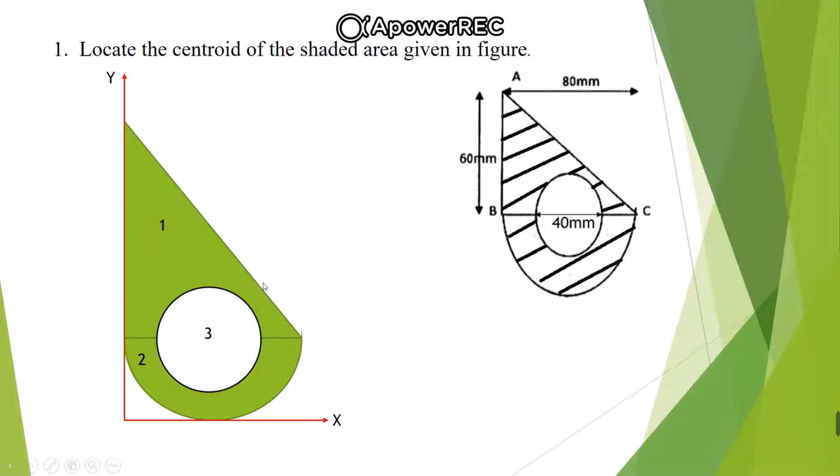So before moving on to the solution, we will see how to find the centroids of simple figures such as a triangle, semicircle and a circular section. So before solving the problem, let us see how to locate the centroid of simple figures like a triangle, circle and semicircle. The first one is the triangle.